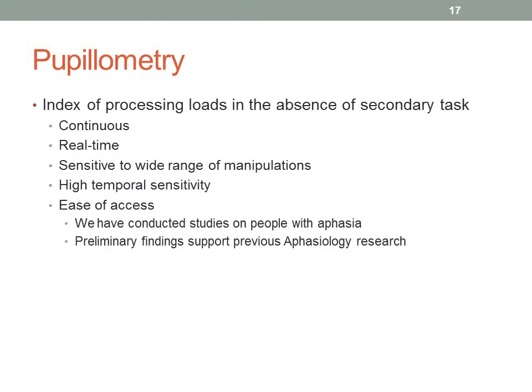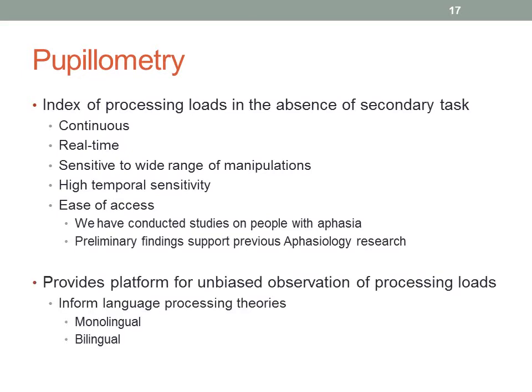So in conclusion, pupillometry provides an index of processing demands in the absence of a secondary task. The participant simply observes the screen and listens to sentences. It's continuous, real-time, and sensitive to a wide range of manipulations. It provides high temporal sensitivity and is very, very accessible. Furthermore, it provides an unbiased platform for observing processing demands.